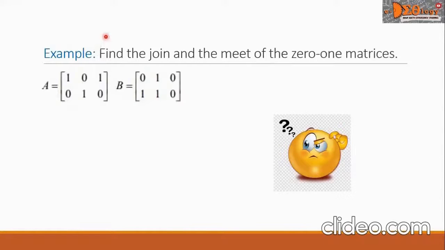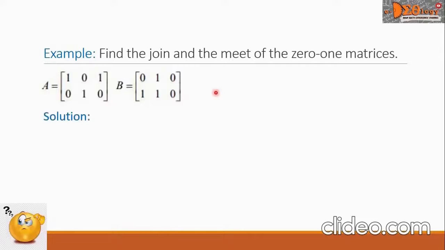Let us see this example. Find the join and the meet of the 0-1 matrices. Matrix A: 1, 0, 1, 0, 1, 0. Matrix B: 0, 1, 0, 1, 1, 0. Take note that matrices A and B have the same size. Let's begin now with the join of A and B. This is denoted by the operation A OR B.